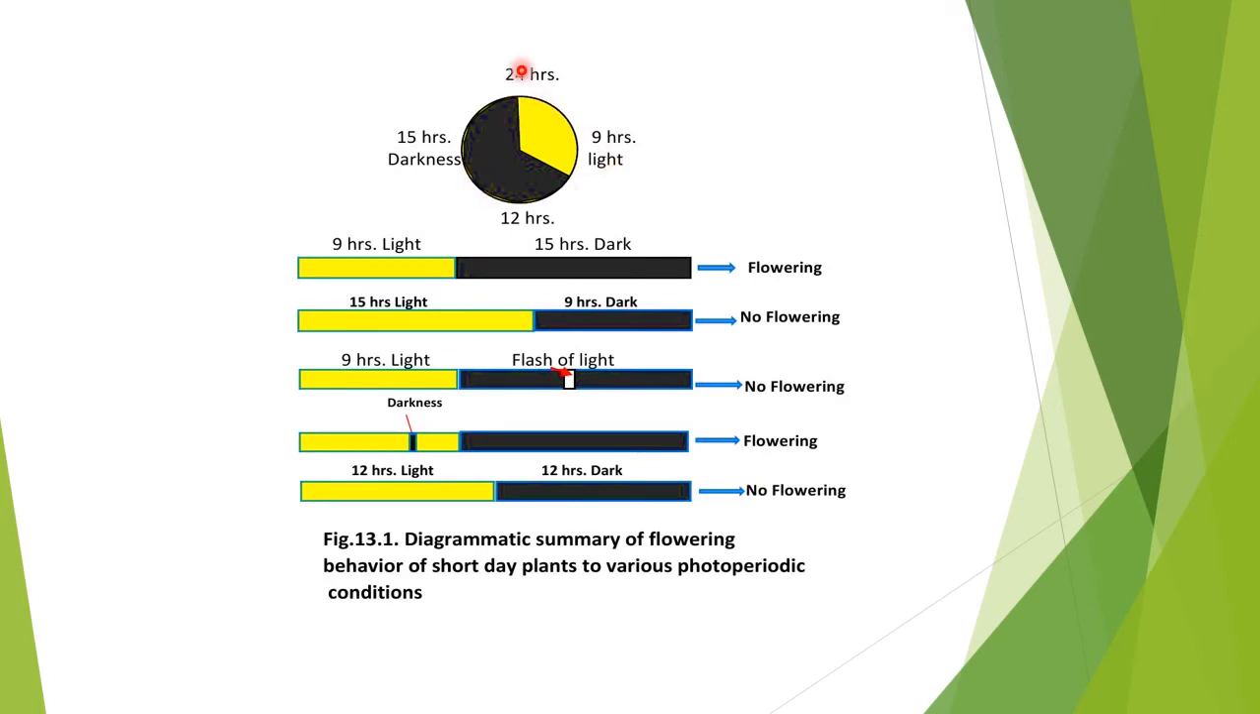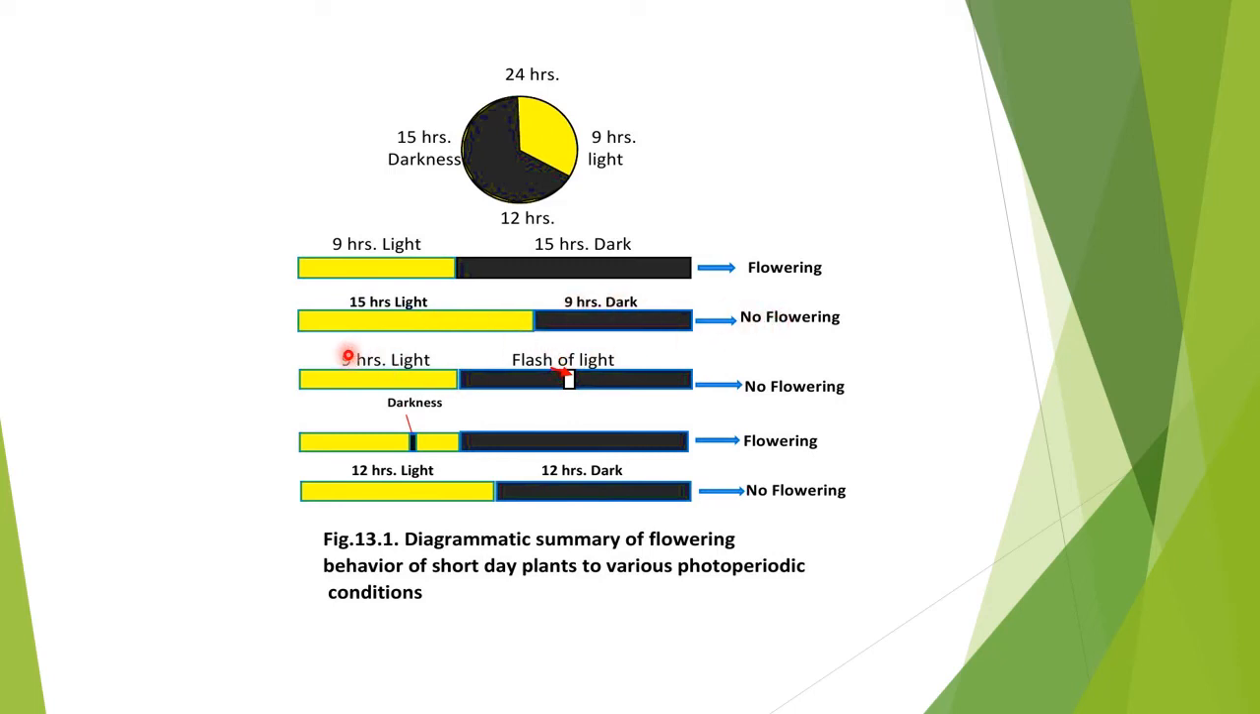See, this is the overall 24-hour cycle. It needs 9 hours of light and 15 hours of darkness. So one experiment was done, 9 hours of light was given to it and 15 hours of darkness. The plant showed flowering. The second experiment was done. There were 15 hours of light, the reverse of it, and 9 hours of darkness: no flowering.